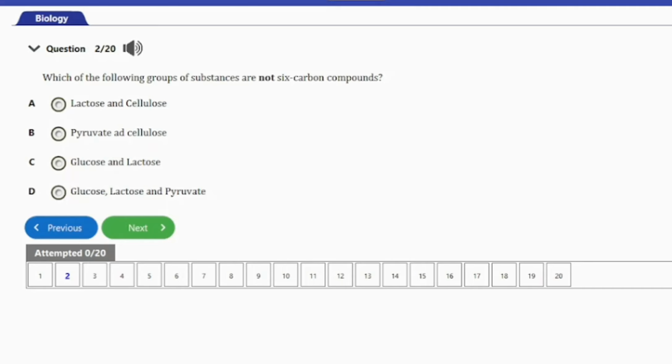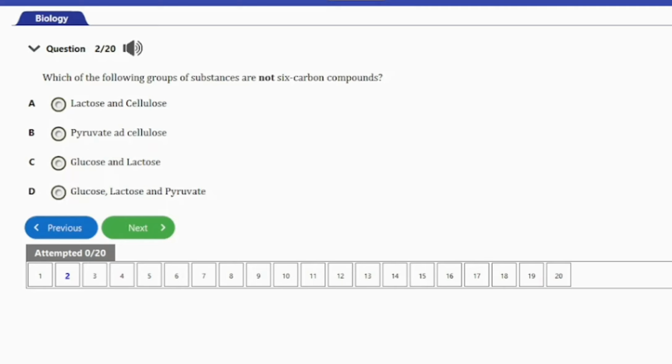So the option B here, pyruvate and cellulose, they are not 6-carbon compounds. Pyruvate is not a 6-carbon compound, and cellulose as well is not a 6-carbon compound. Cellulose is a polymer of 6-carbon compounds and not itself a 6-carbon compound. So pyruvate actually is a 3-carbon compound. Then glucose and lactose for option C, they are 6-carbon compounds. Then for option D, glucose, lactose, and pyruvate, glucose is a 6-carbon compound, lactose is also a 6-carbon compound, but pyruvate is a 3-carbon compound.